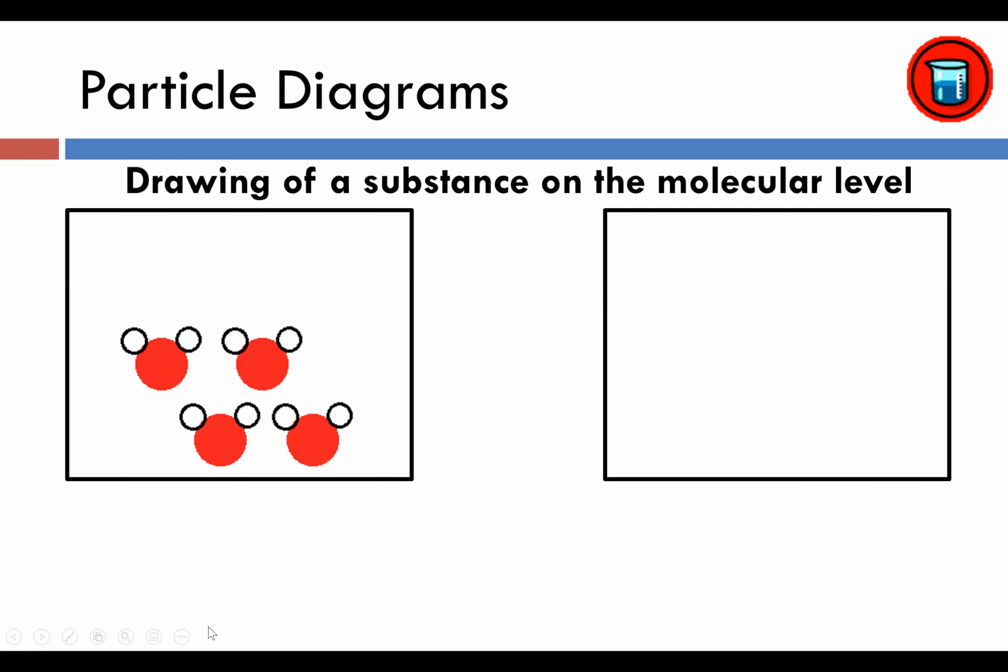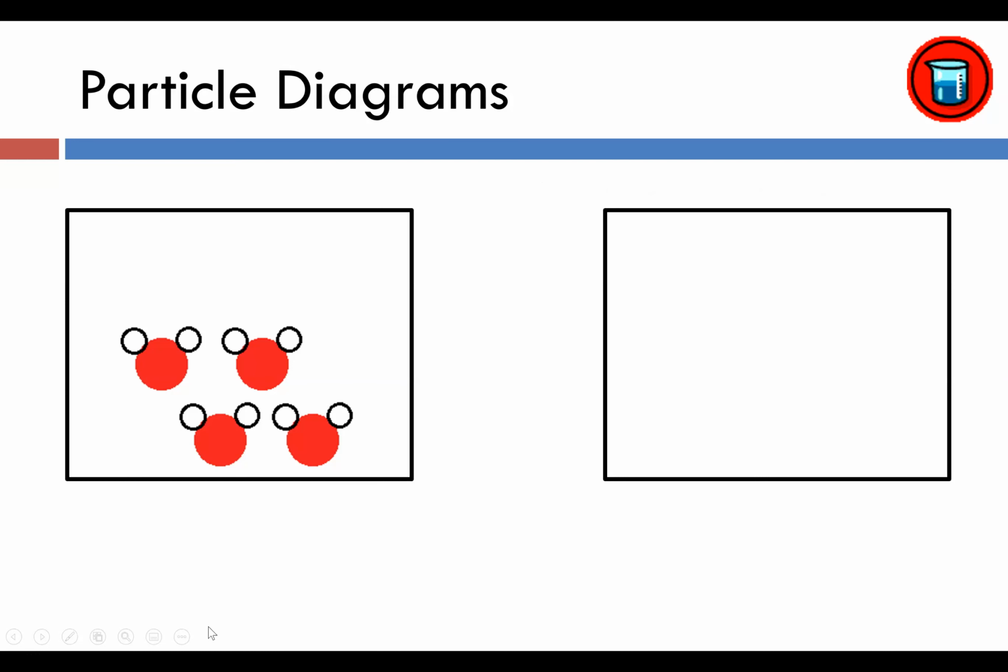And just to remind you, a particle diagram is a drawing of a substance on the molecular level. You've got these 4 molecules drawn in your workbook already. Hopefully you recognize these as water molecules. The red circle is representative of an oxygen atom, and those 2 little white circles, those are hydrogen atoms, and this is the geometry or the shape that they take on.